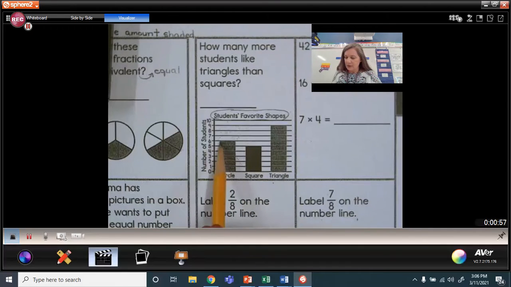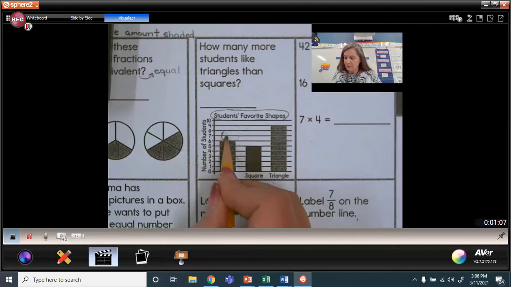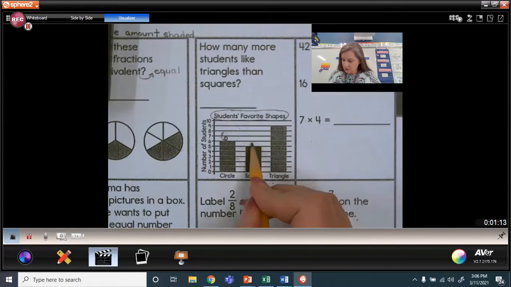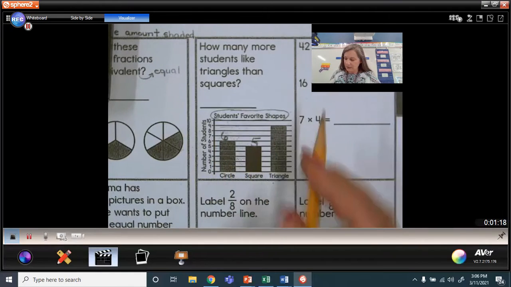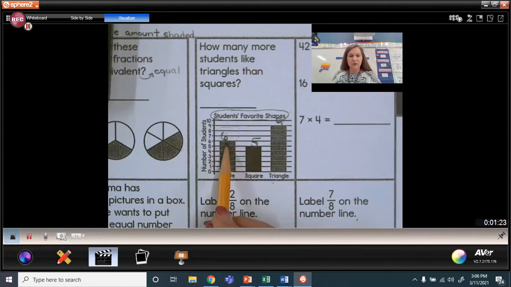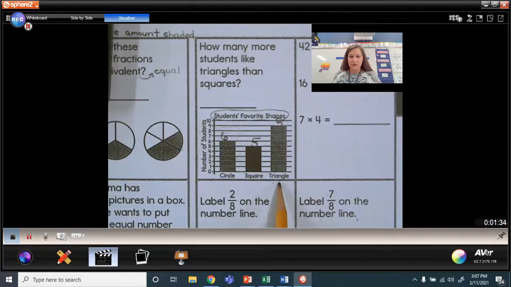So if you notice, these are the number of students that voted for this shape. The number of students who voted for the circle, there were 6. Okay. Then for the square, there were 5. So where that bar lines up. And for the triangle, where that bar lines up for the triangle, that is 9. So 6 students voted for the circle as their favorite shape. 5 students voted for the square as their favorite shape. And 9 students voted for the triangle as their favorite shape.